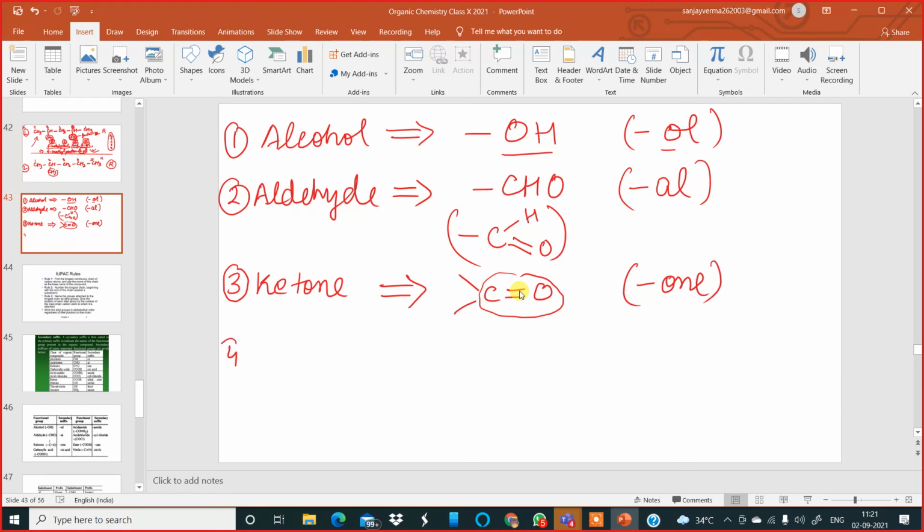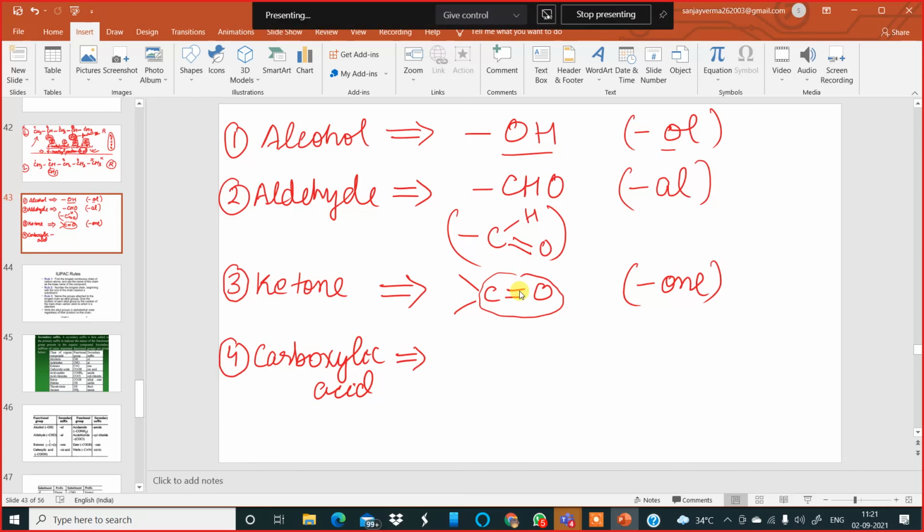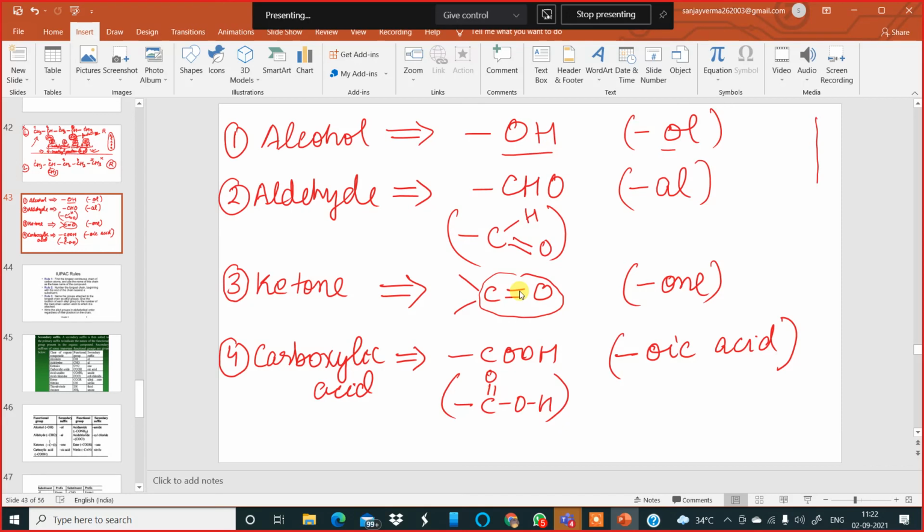Number 4, if there is a carboxylic acid in the organic compound, then you will find groups like this: COOH, or in the structural formula, the open one. This is also one formula. So if there is a carboxylic acid, then in the secondary suffix you'll write oic acid. So these are the functional groups.